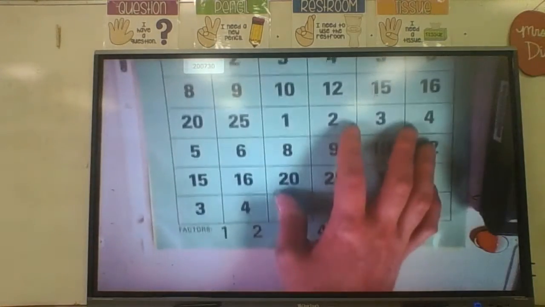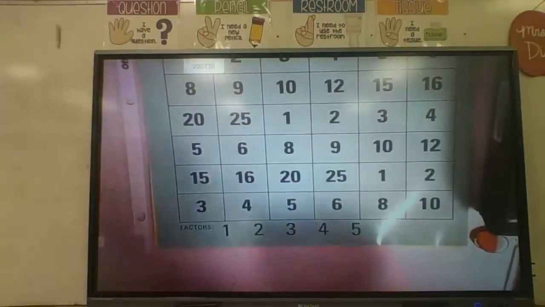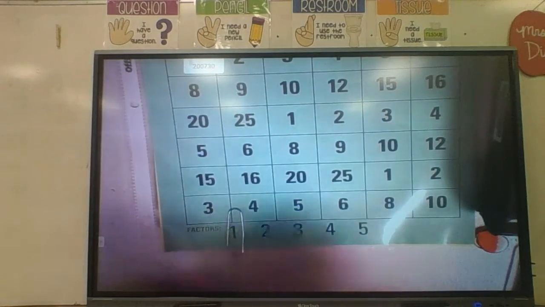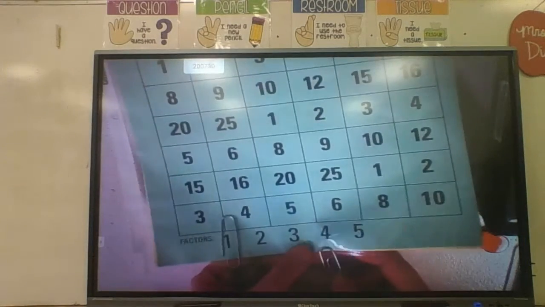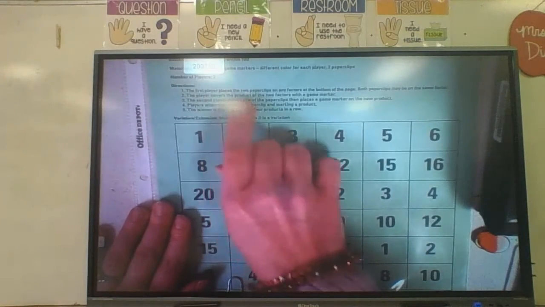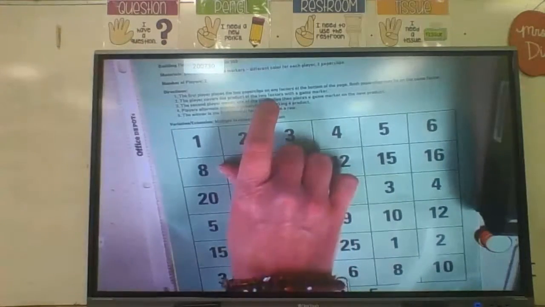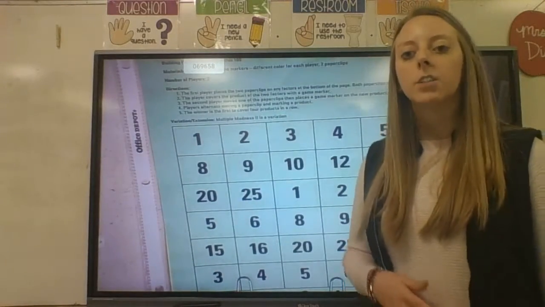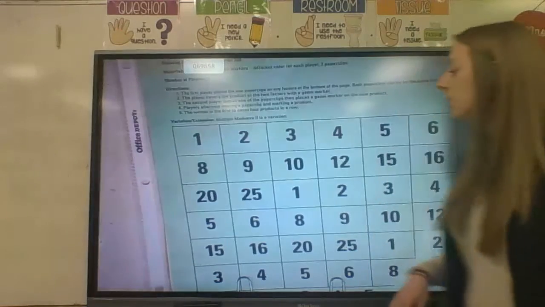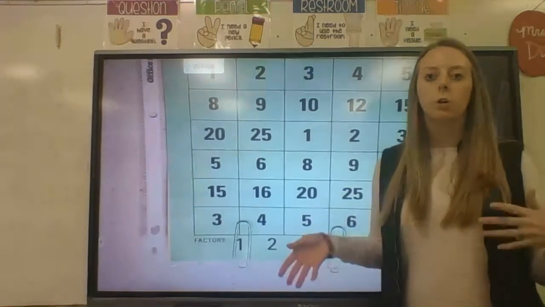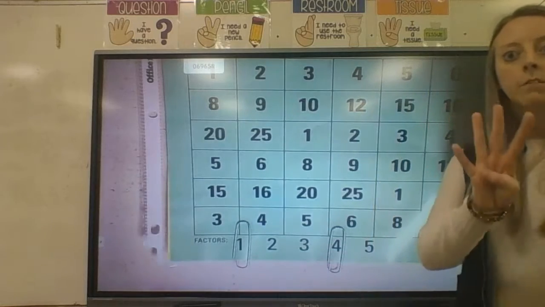Now remember, I'm player 1. So I'm going to choose factor 1, and I'm just going to put my paper clip on it. And then I'm also going to choose 4. So then let me read the next instruction. It says the player covers the product of the 2 factors with a game marker. Now, remember that product is the answer that you get when you multiply 2 numbers together. So my factors that I need to multiply are 1 and 4. 1 times 4, or one group of 4, would give me a product of 4.